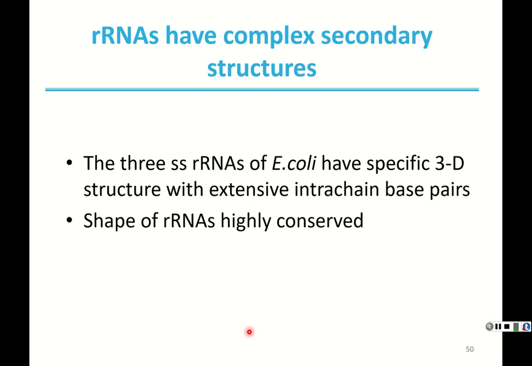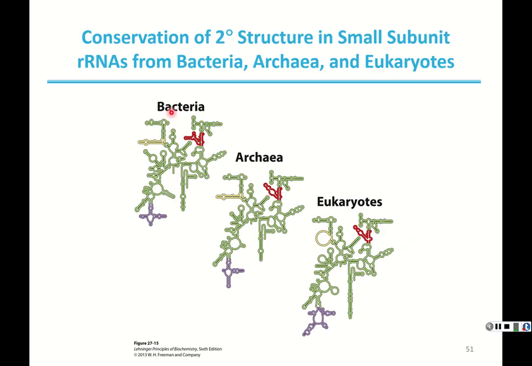Okay, so these rRNAs have complex secondary structure. The 3 single-stranded ribosomal RNAs in E. coli have specific 3-dimensional structures with extensive interchain base pairs. And the shape of these ribosomal RNAs is highly conserved. How they look in bacteria compared to archaea, compared to eukaryotes, you can see that the patterns they follow look very similar.